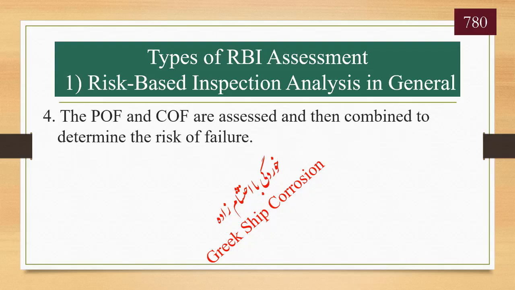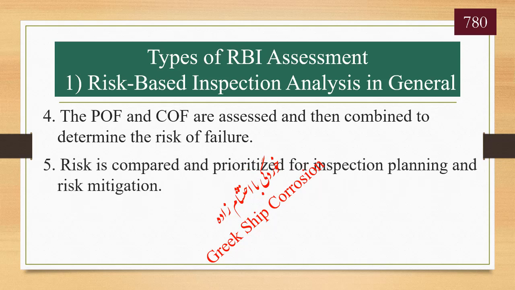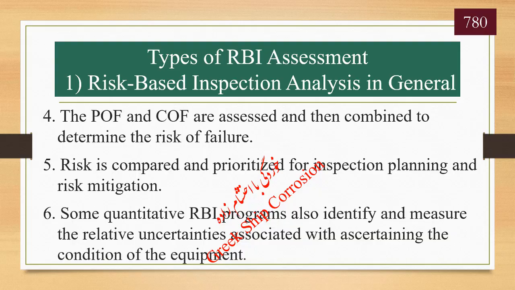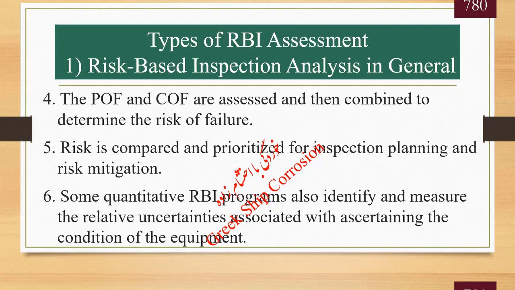4. The probability of failure and consequence of failure are assessed and then combined to determine the risk of failure. 5. Risk is compared and prioritized for inspection planning and risk mitigation. 6. Some quantitative RBI programs also identify and measure the relative uncertainties associated with ascertaining the condition of the equipment.